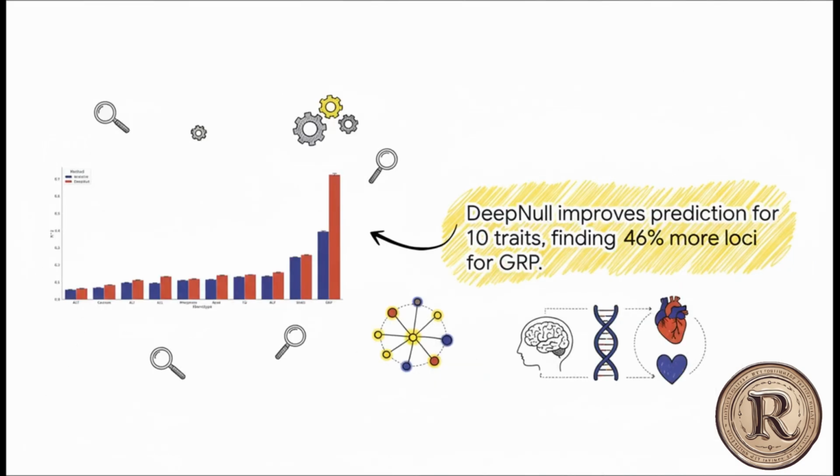This is from real-world data. When they unleashed Deep Null on actual patient data from the UK Biobank, the results were just incredible. For predicting the likelihood of glaucoma, Deep Null found 46% more significant genetic locations than the old-school method. I mean, that is a massive leap forward. It means we're getting way, way better at figuring out who's really at risk.